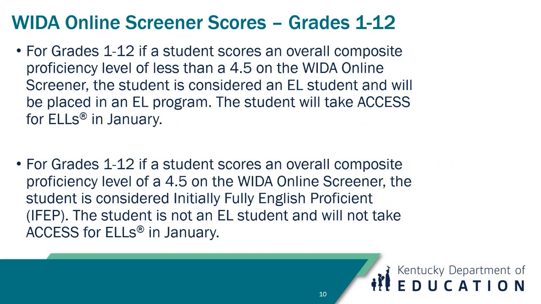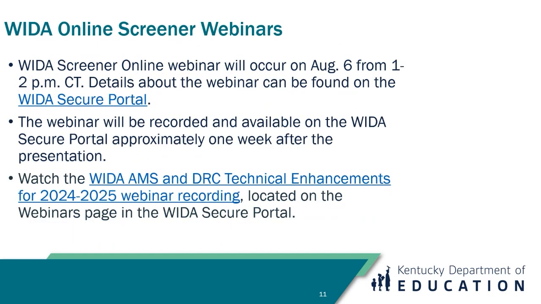And then also, if a student in this grade level scores an overall composite of a 4.5 on the WIDA screener, then the student is considered what we call initially fully English proficient, which is IFEP. The student is not an EL student, will not take ACCESS and will not be put into the program, would not have a PSP, and would be like any other student. So just remember those particular things when you're looking at these.